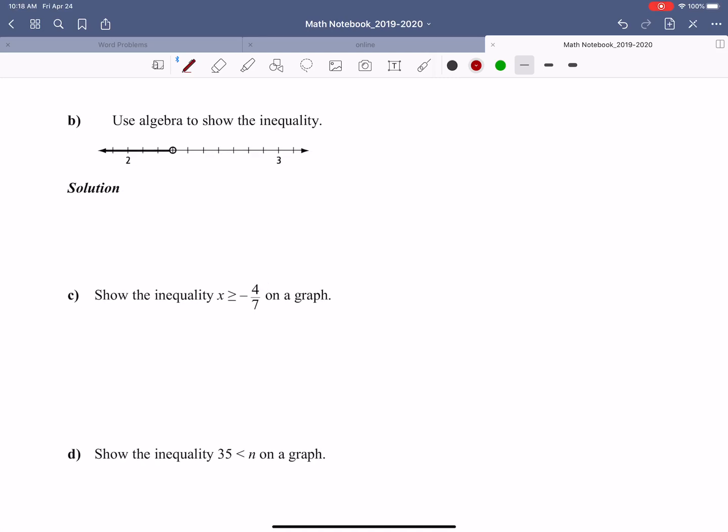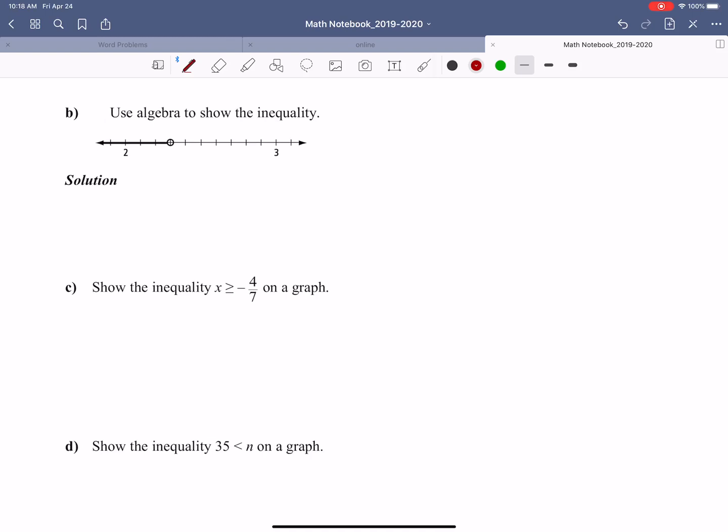Okay, so let's try out this one here. Use algebra to show the inequality here. So this one here, let's see how many spaces are there between 2 and 3. 1, 2, 3, 4, 5, 6, 7, 8, 9, 10. 10 spaces. So basically each one of them is 0.1, okay? So that's 0.1, 2.1, 2.2, 2.3. So the boundary point is 2.3, and the circle is not solid, sorry. It's hollow.